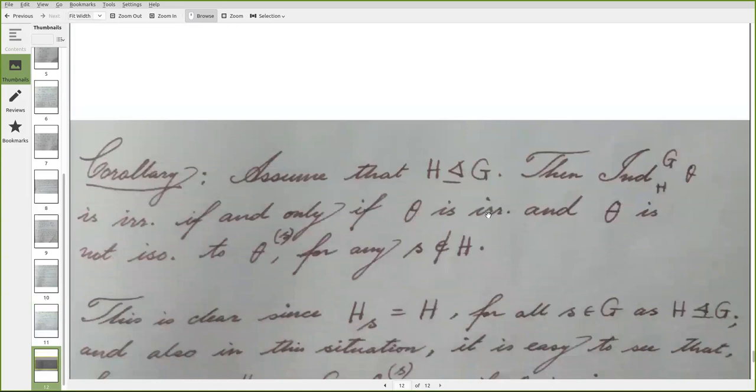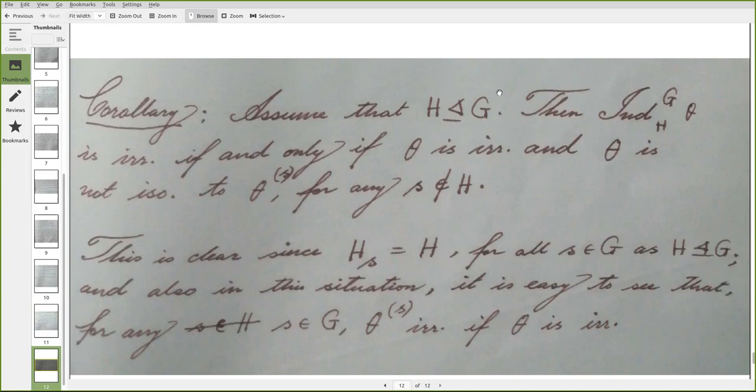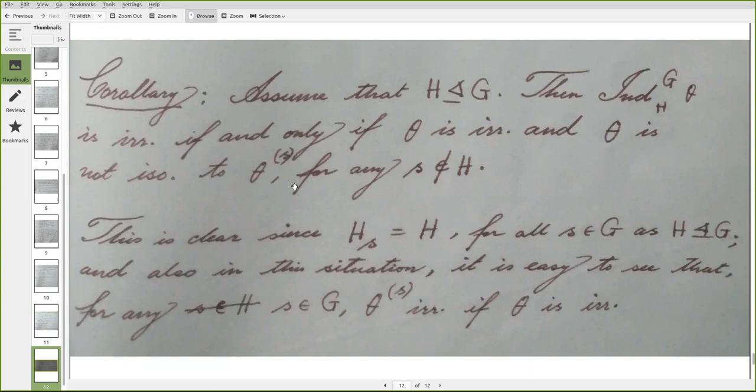We will now finish with a corollary. In the very special case that H is a normal subgroup, the representation induced by theta is irreducible if and only if, first of all, theta is itself irreducible and theta is not isomorphic to any theta^s, where s does not belong to H. This is clear, because when H is normal, then H^s is basically the intersection of H with the conjugation of H, so H^s will be H itself for every s.